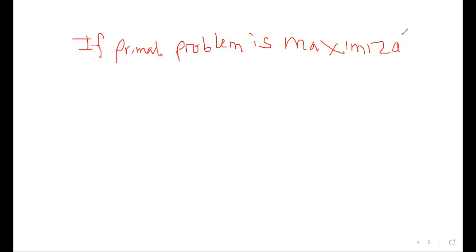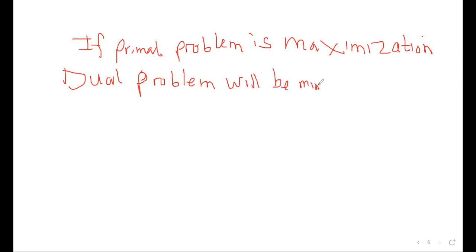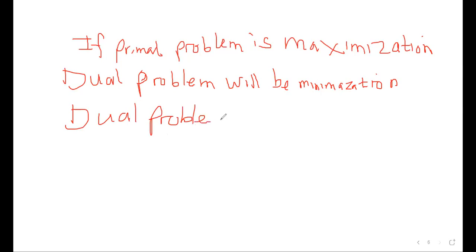So if the primal problem is maximization, the dual problem will be minimization. So this is what happens here, and we can end the class for now. Of course, the dual problem is denoted by W.